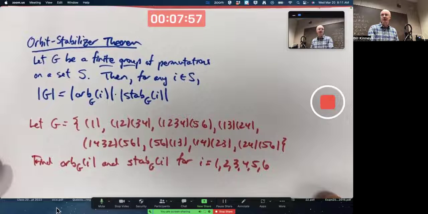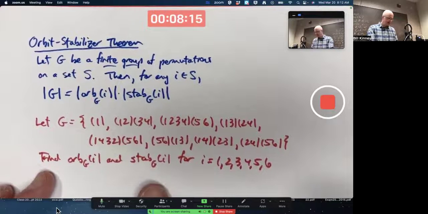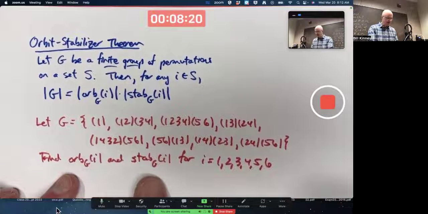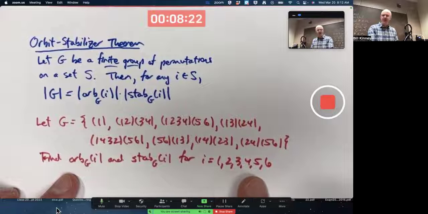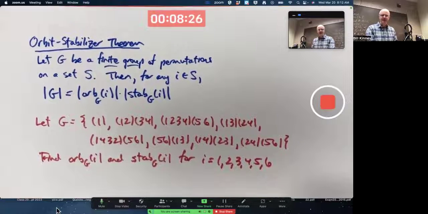I think this is worth looking at, thinking about the proof of the Orbit-Stabilizer Theorem. Maybe we won't do a full proof, but just get the idea across. I have put it on tests before, or at least parts of the proof on tests before, so it is something that you want to work at trying to understand. But let's do this first, and I'm doing a little bit more than was requested in the book. Let's go ahead and find the orbit and stabilizer, not just for 1, 3, and 5 as in the homework problem, but for 1 through 6.